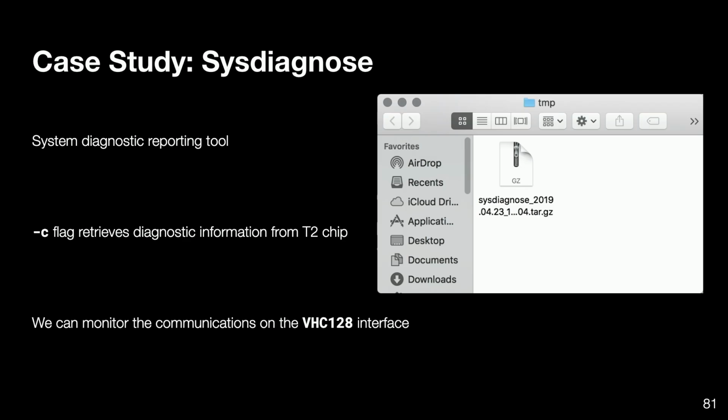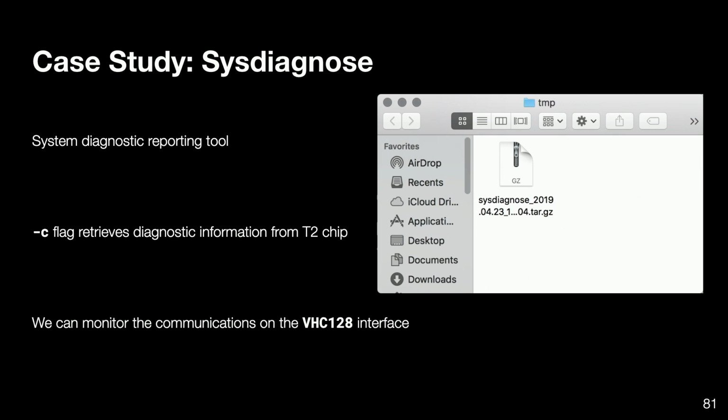So at this point, we understand how all the different network layers work. We understand how to decode and encode XPC objects. So let's go back and listen in on that T2 communication that we saw before. For this, we're going to use the sysdiagnose utility as a case study.